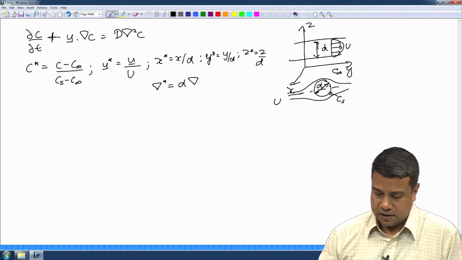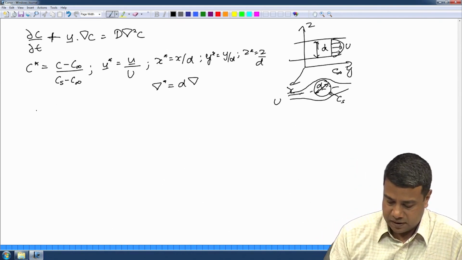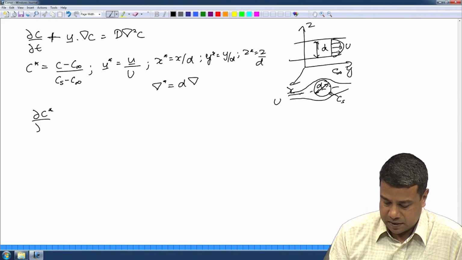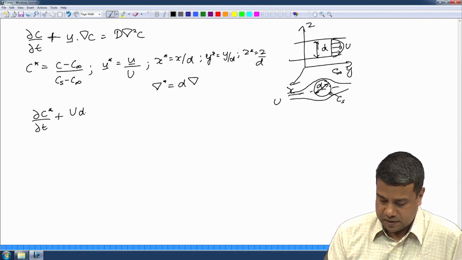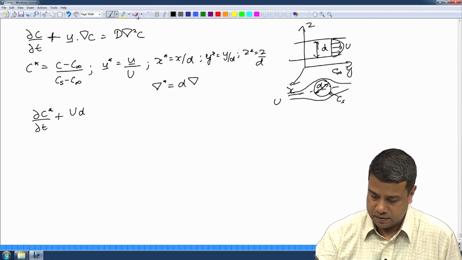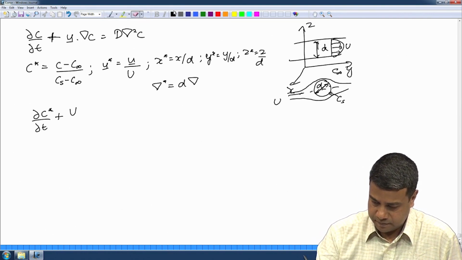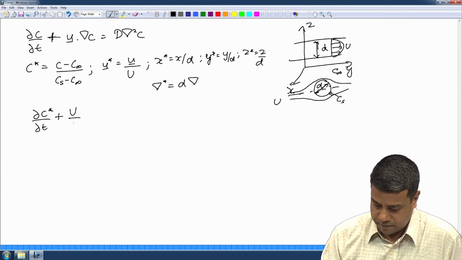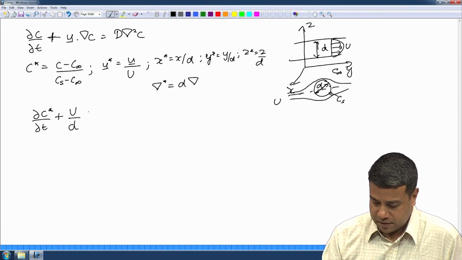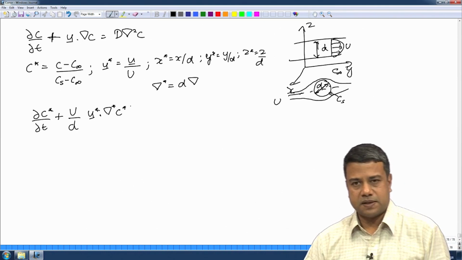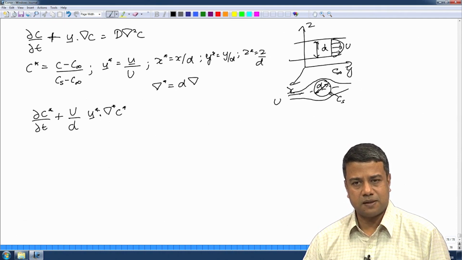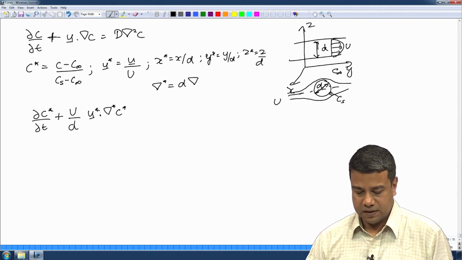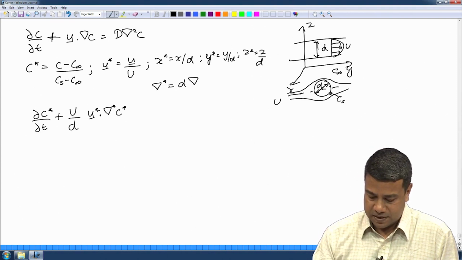So, if I do that, the equation is linear in the concentration field, therefore, I will get partial C star by partial t star plus a velocity here times u star dot grad star, the scaled gradient operator, times C star. Since I am scaling all lengths by d, this operator also gets scaled by the inverse of d. So, defined this way, this term is dimensionless.